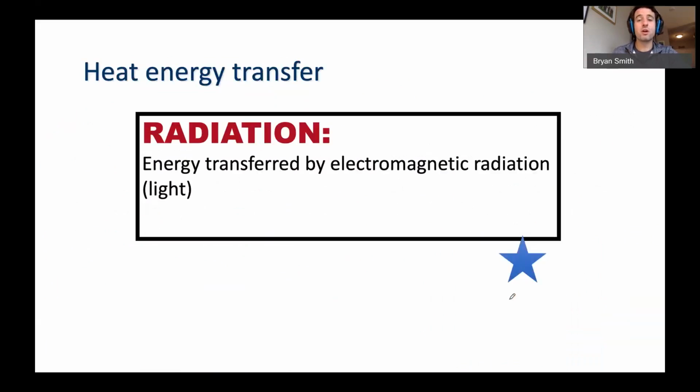The last type of energy transfer we have to talk about today is radiation. Radiation is energy transferred by electromagnetic radiation. Electromagnetic radiation is a fancy way of saying light, but there's a lot of different types of light. Maybe some of these you've heard of before. So go ahead and write that down.